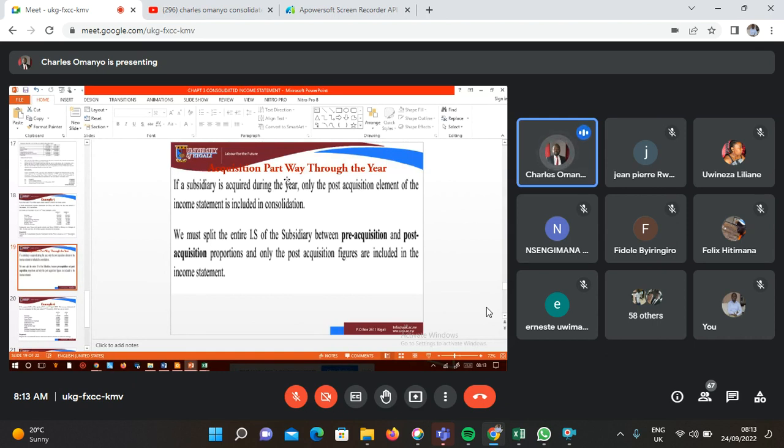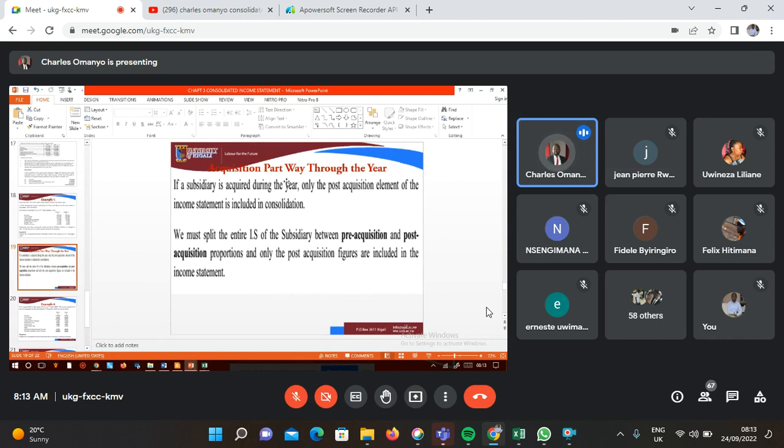In the examples we covered in the class, those who were there, we looked at when a company is acquired on incorporation, on the day it was incorporated, on the day it was registered with RDB. A company is registered and immediately it's acquired. That was our first example. Another example, we looked at where a company is registered, it operates for several years, and then it is acquired. And then we also looked at where a company is acquired at the beginning of the year. Those were the examples we looked at. So today we are looking at when a company is acquired during the year.